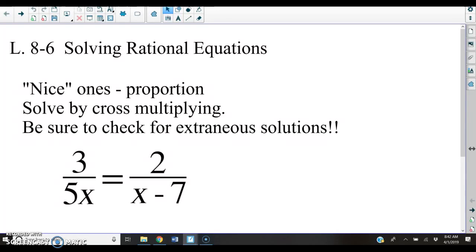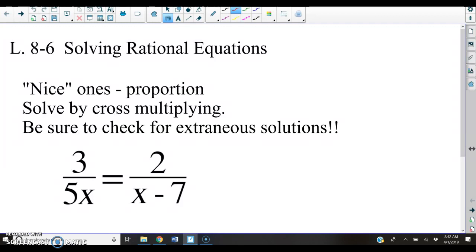Good morning. This lesson, lesson 8.6, is solving rational equations. So we simplified, we multiplied, we graphed, we added and subtracted, we divided. Now we're going to solve equations, not just look at expressions.